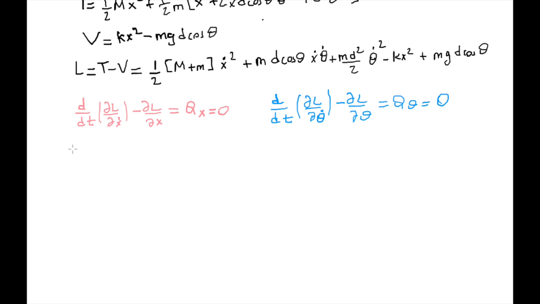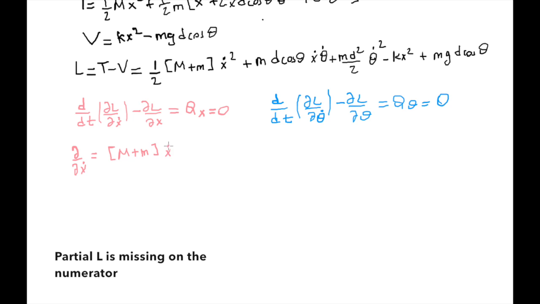Okay, so let's start with the x equation. To get the x equation, let's first see what the partial of L with respect to x dot is. So I will have M plus m times x dot plus m d cosine theta theta dot, right? I'm just looking at where I have x dot explicitly. I have only the first two terms, x dot here, x dot here.